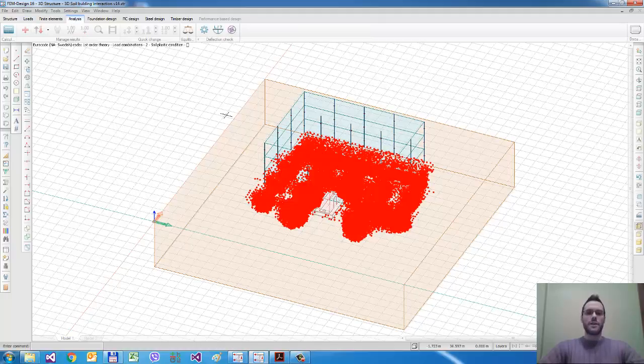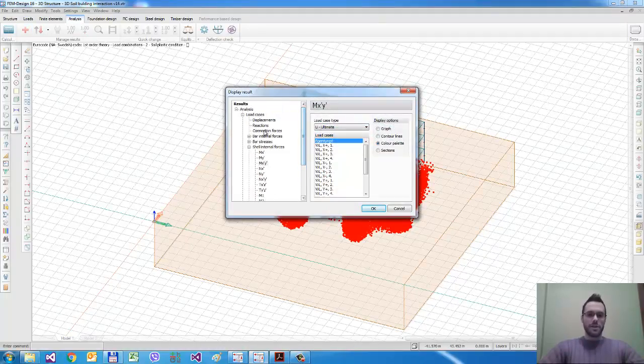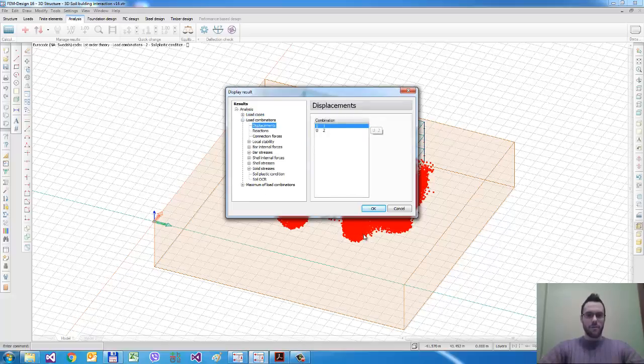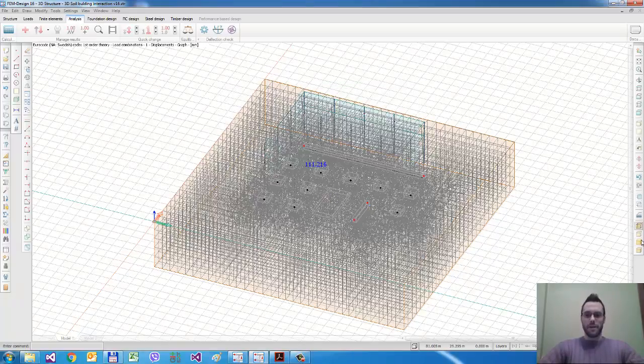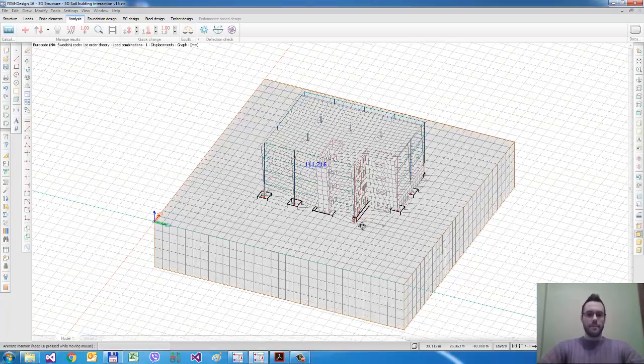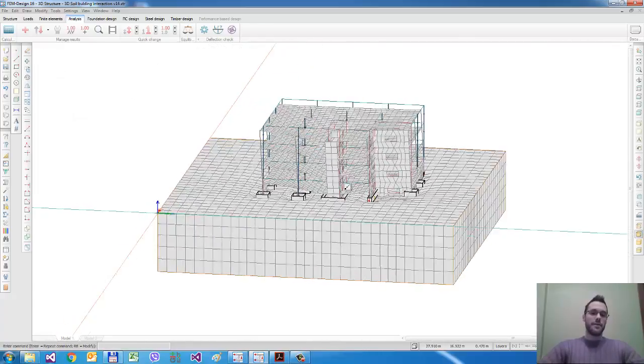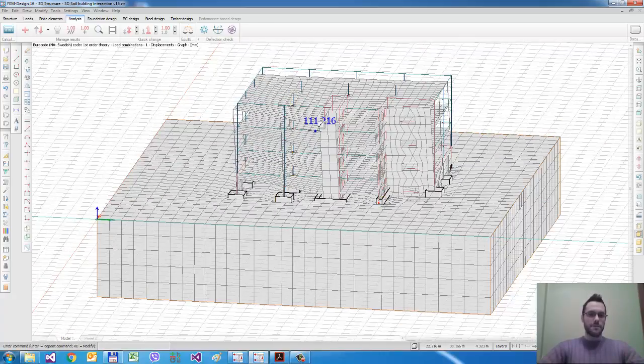Okay, so we run this analysis in 2 different ways. The first combination will be the linear calculation of the building, and you can see here that the maximum displacement vector is 111 millimeters.